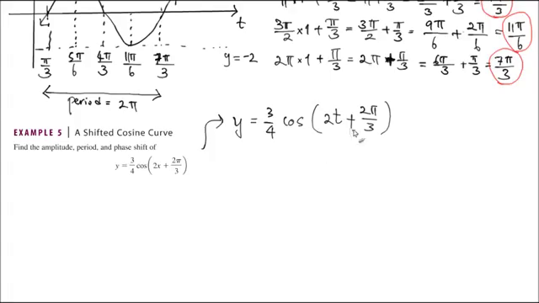And here's a positive 2 pi over 3. So does that mean it's a horizontal shift to the right or left? It's left by how much? 2 pi over 3 is incorrect. That's why this is tricky. You have to write it as 2 times a parenthesis t plus something. Then whatever is inside the parenthesis correctly tells you the amount of shift.